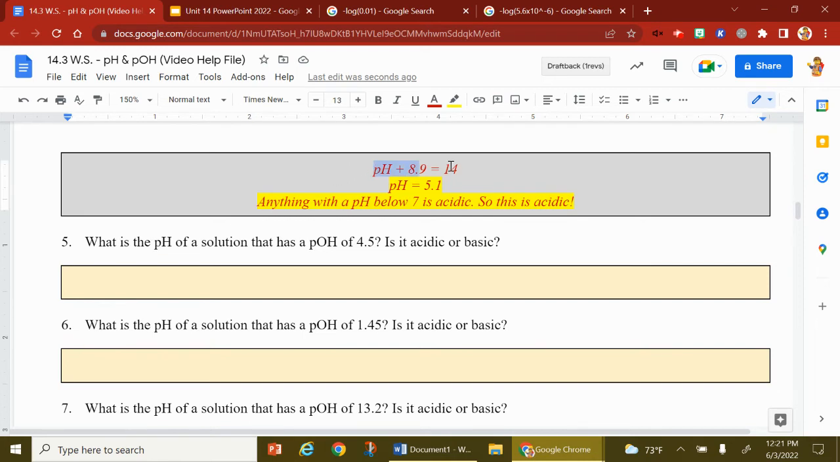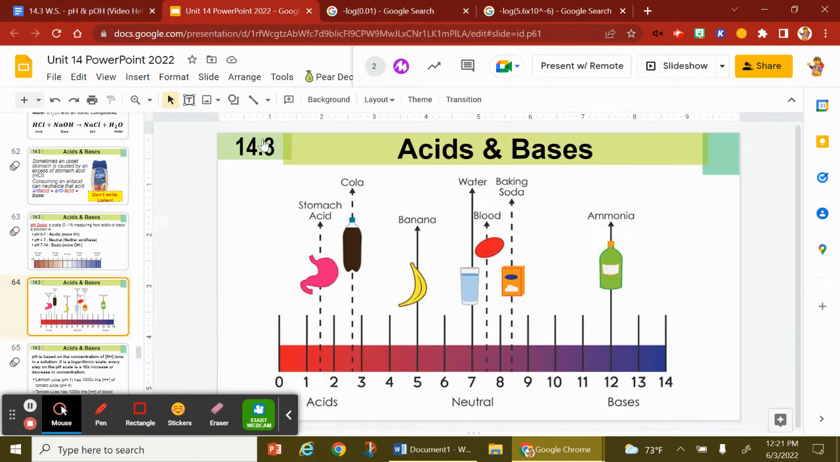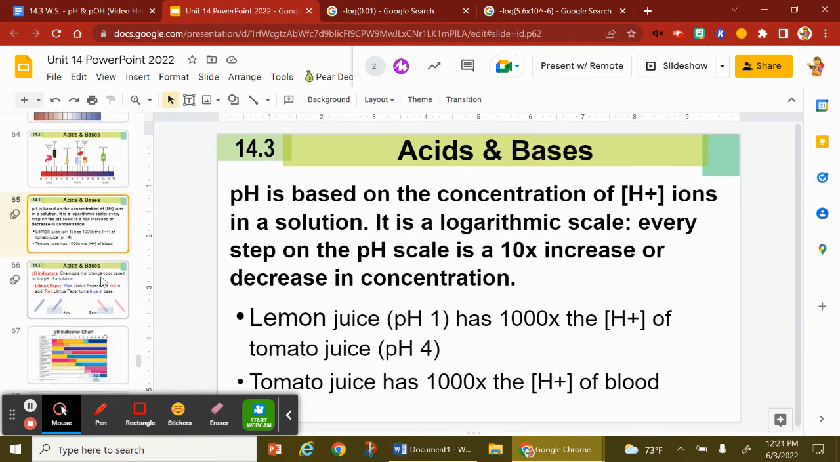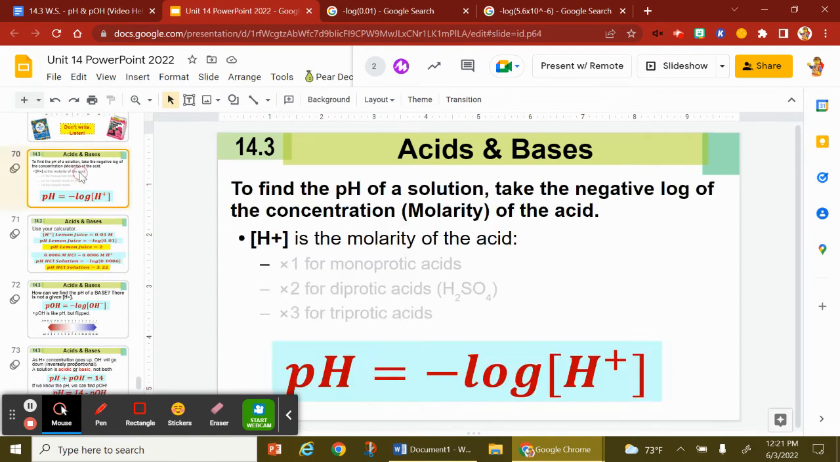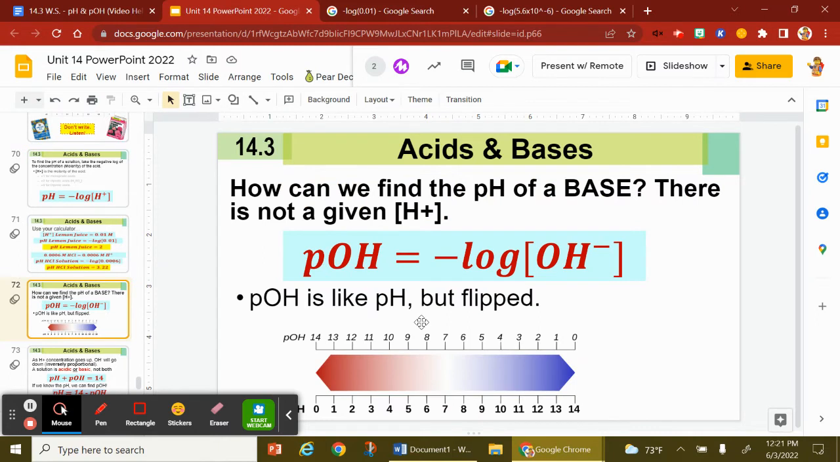All right. pH and pOH. Oh wait, what the heck is pOH, Mr. Gucci? Well, listen. pOH is the opposite of pH. If pH is how strong of an acid it is, pOH is how strong of a base it is.